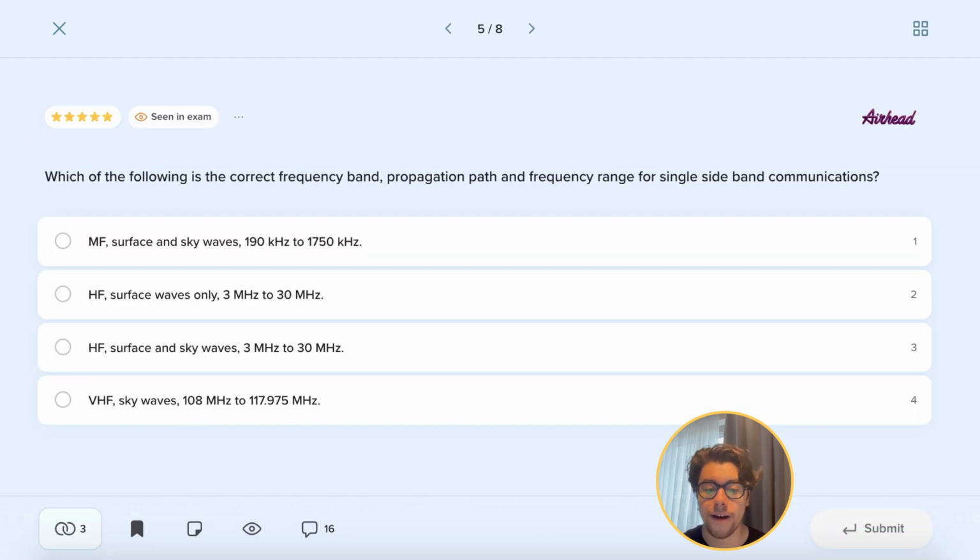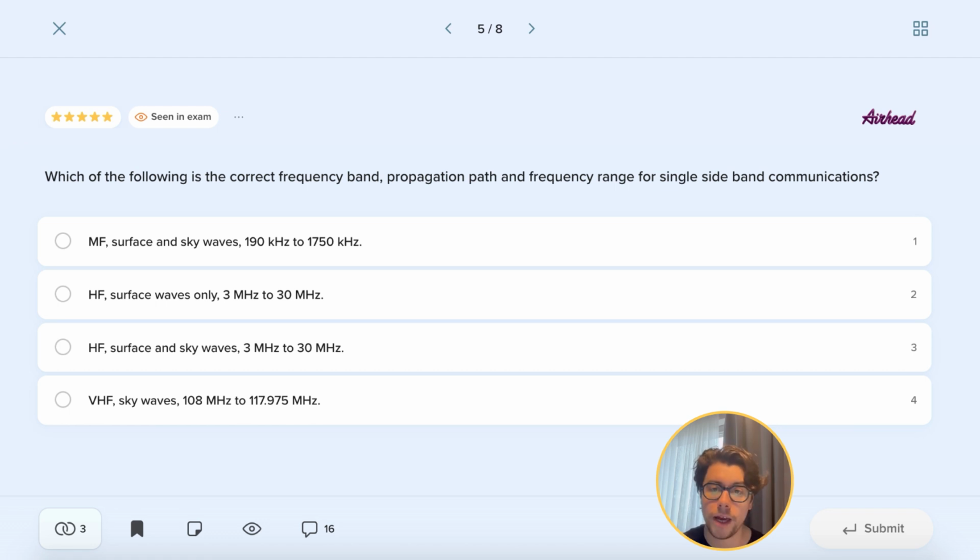For question number 5, which of the following is the correct frequency band, propagation path, and frequency range for single sideband communications? As we have discussed previously, single sideband is most important in terms of HF frequency bands. Single sideband essentially means that when we have a carrier wave for an HF frequency, it has a mirrored image on the bottom of the amplitude.